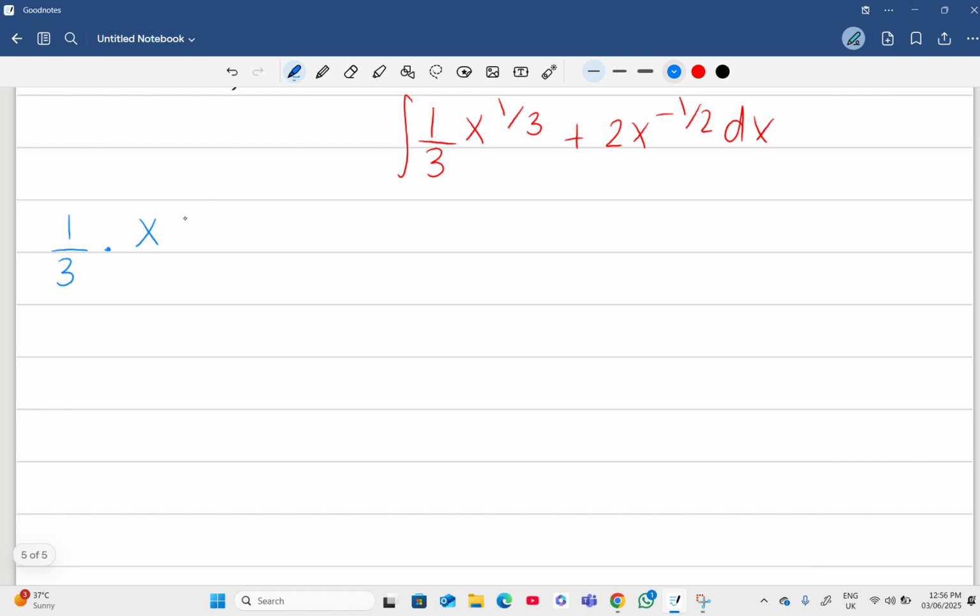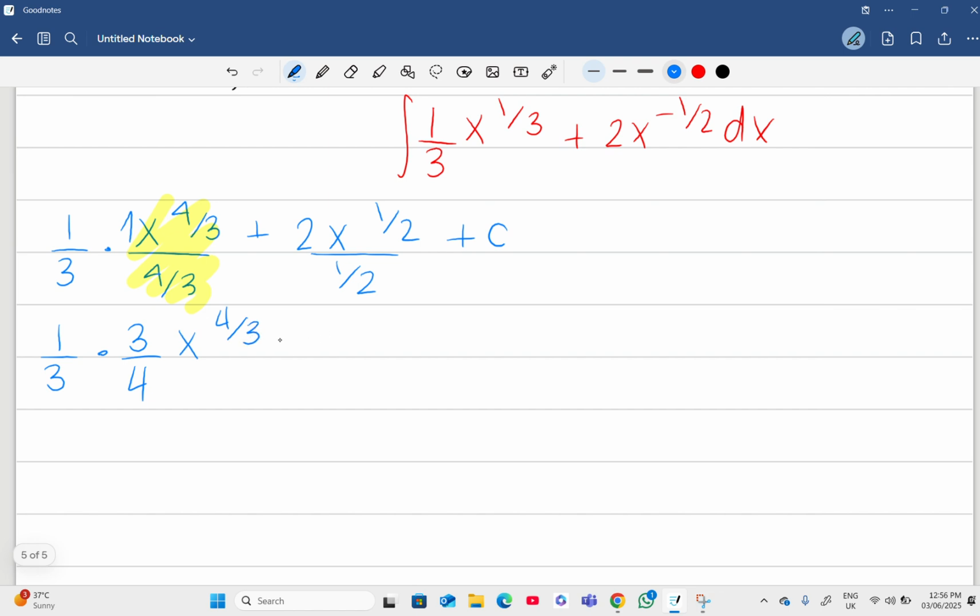x to the power of 1 over 3 plus 1 is 4 over 3, divided by 4 over 3, plus 2x to the power of negative half plus 1 is half over half, and of course plus c. Now, like we said before, I'm going to take this one alone first and simplify it. How do I do that? I'm going to take the 1 over 3 as it is, multiplied by 1 divided by 4 over 3, the reciprocal of the denominator, so I'm going to get 3 over 4 x to the power of 4 over 3. Plus, now I'm going to do the same thing for the second one.